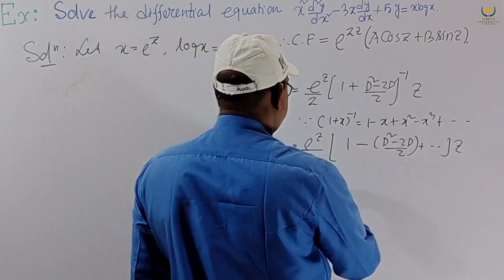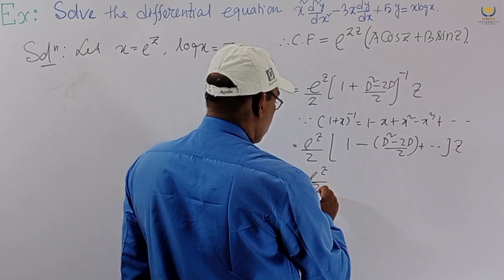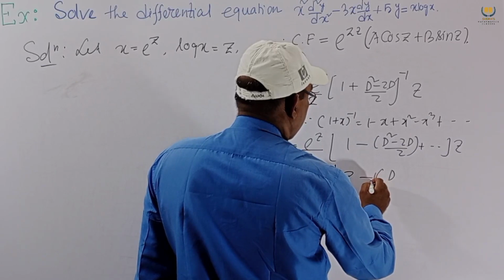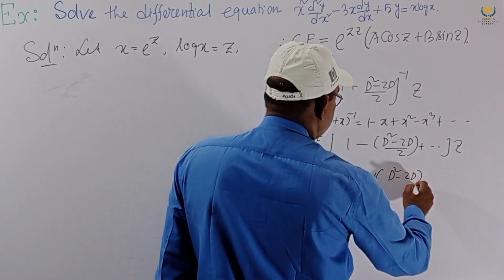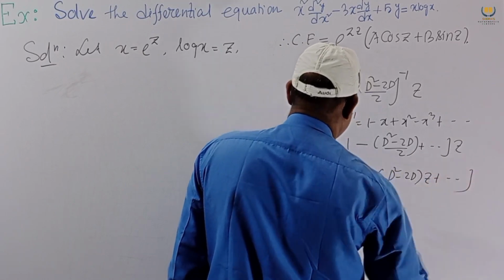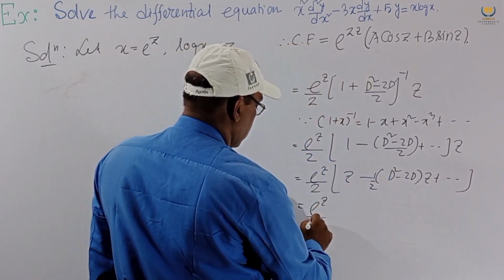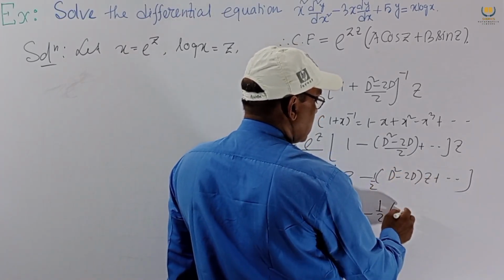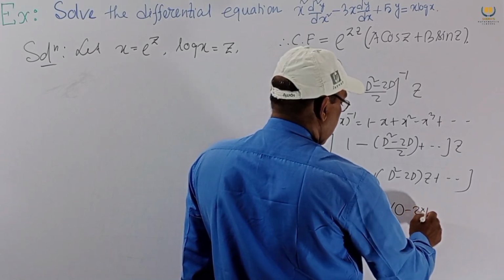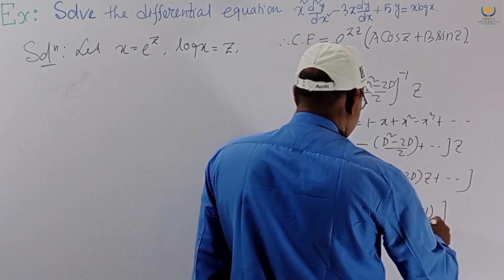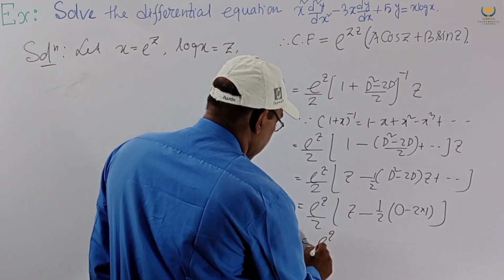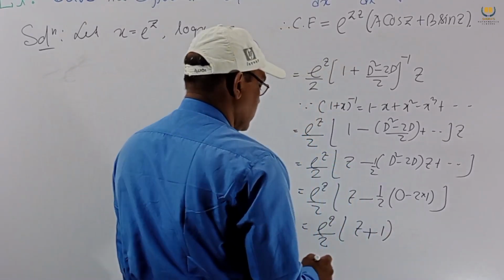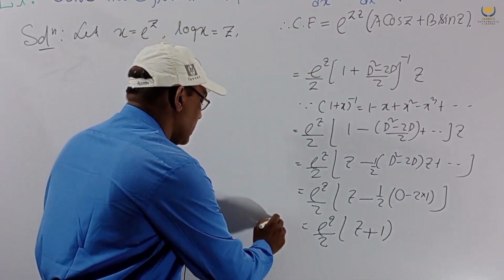So multiplying with z, e to the power z by 2, z, and this is 1 by 2 outside, D squared minus twice D into z. This is e to the power z by 2, z, 1 by 2. If we multiply, this will be 0, this is 2 into 1, and this is e to the power z by 2, z plus 1. We get this. This is our particular integral.